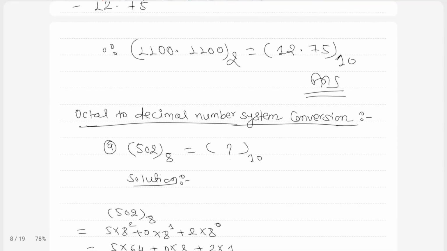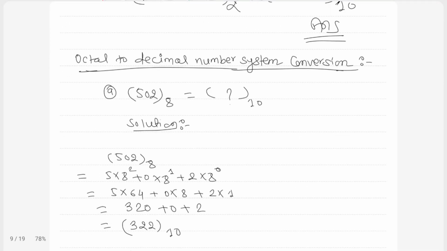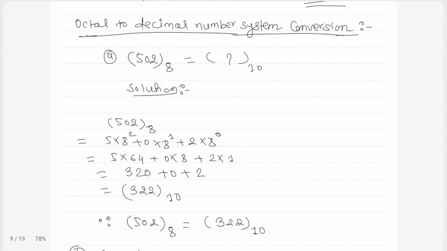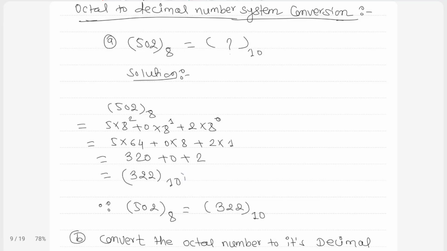Then we have another conversion, octal to decimal number system conversion. It is similar to binary to decimal, but the difference is that we multiply by 8 and raise the power from right to left. Like this, right to left, and multiply. Then we get the similar result.